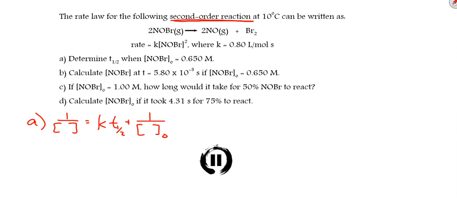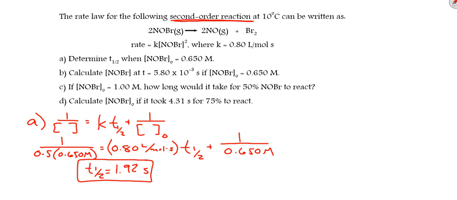Pause the video and determine its half-life. After plugging it all in, I took half of the original amount, used the k value, and made sure it was all properly placed into the second order integrated rate law, and I got a half-life of 1.92 seconds. Letter B, calculate the concentration of NOBr at time 5.80 times 10 to the negative third seconds if, again, we start at 0.650 molar.